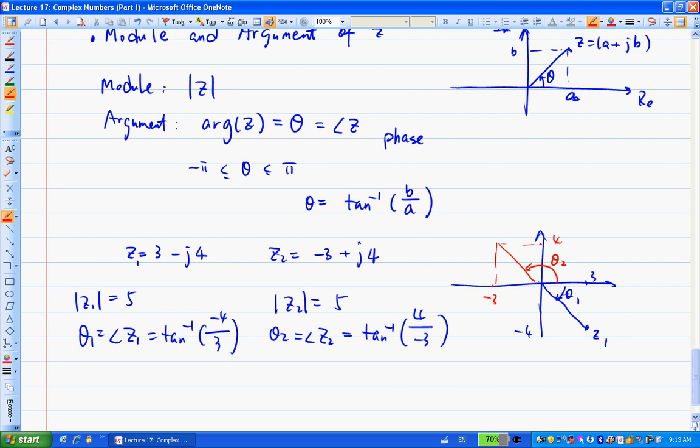So now you look at this one here. Tell me, does it make sense? Is theta 1 the same as theta 2? No, right? Yeah, it still makes sense. If it doesn't, then what's wrong here? I don't think there's anything wrong with the formula. Then what's wrong? What should you be careful about when you use this formula?